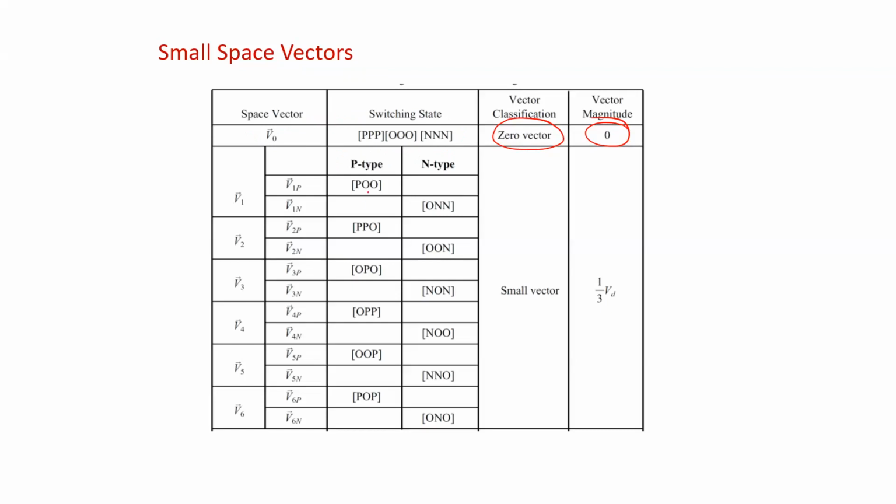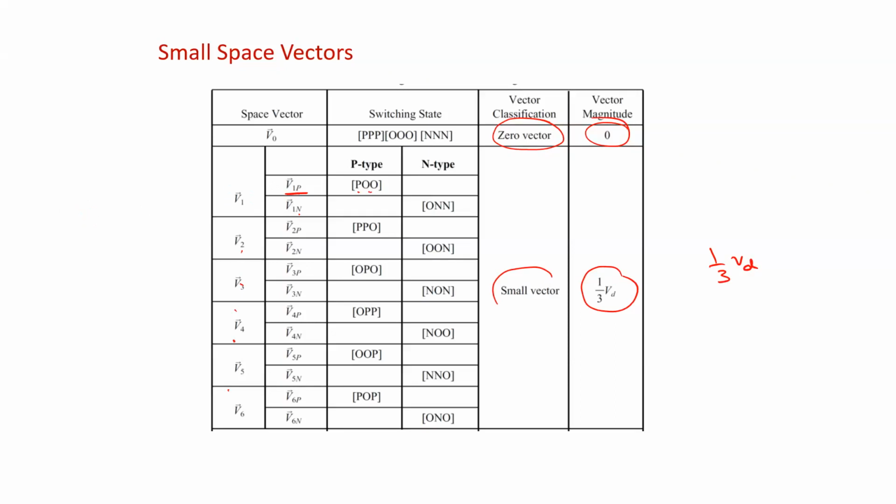So that's why it's P00. We have the P type vector, denoted with V1P, meaning the P type small vector. Similarly, there is the N type small vector. So V1 is divided into 2 possibilities, P type and N type. Similarly, this is V2, V3, V4, V5. These are the small vectors, and the magnitude is equal to 1/3 VD.